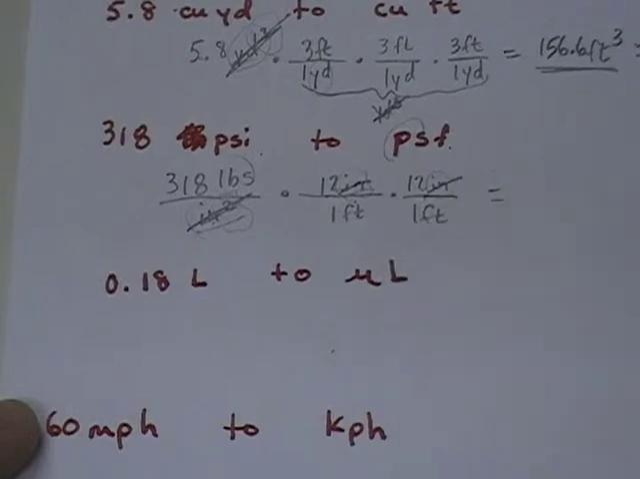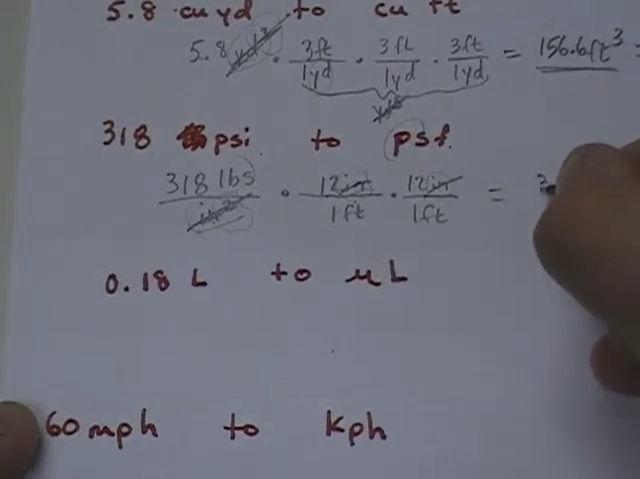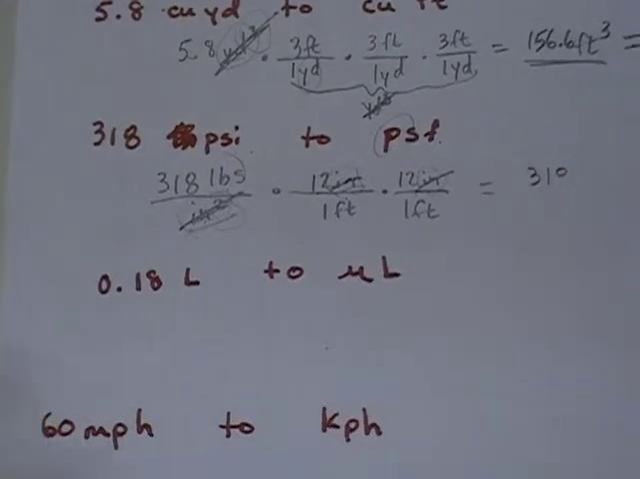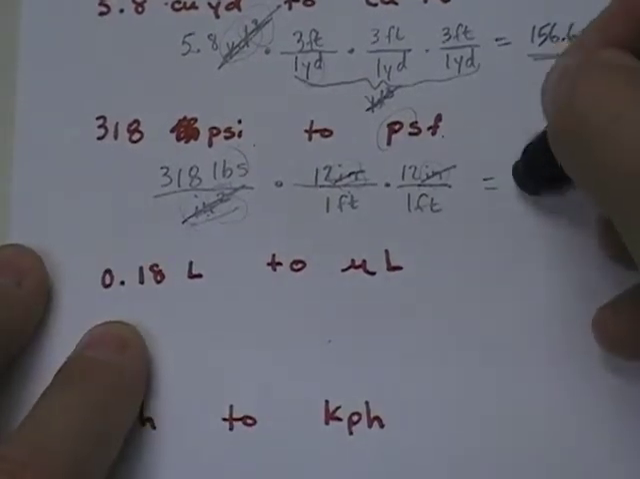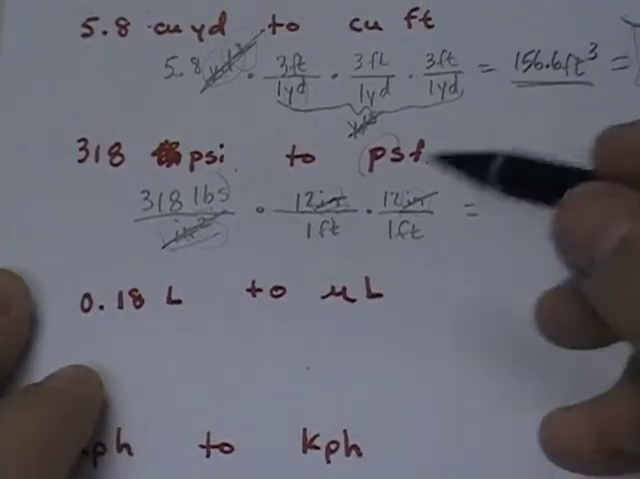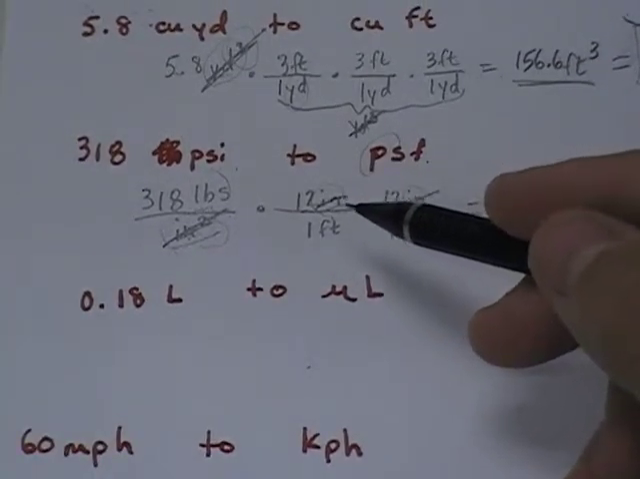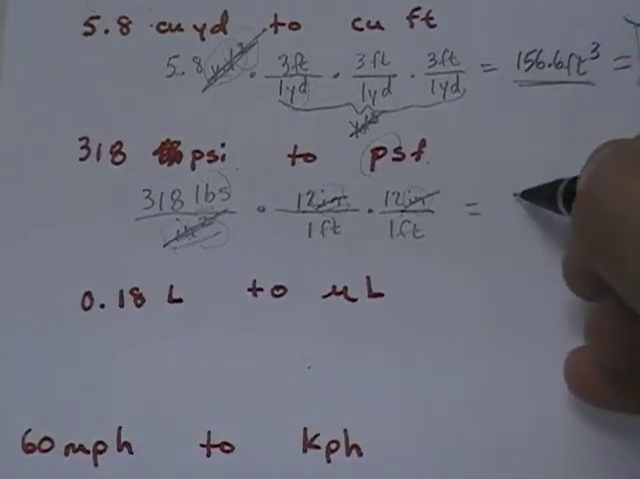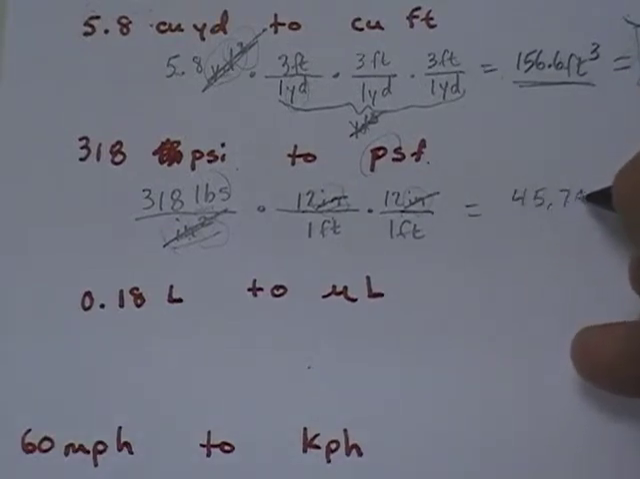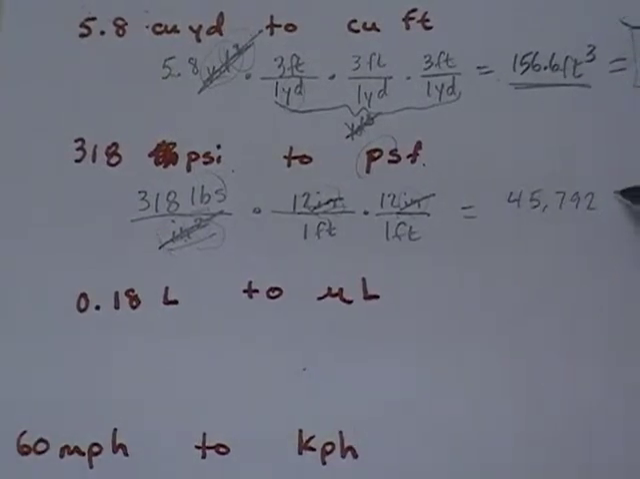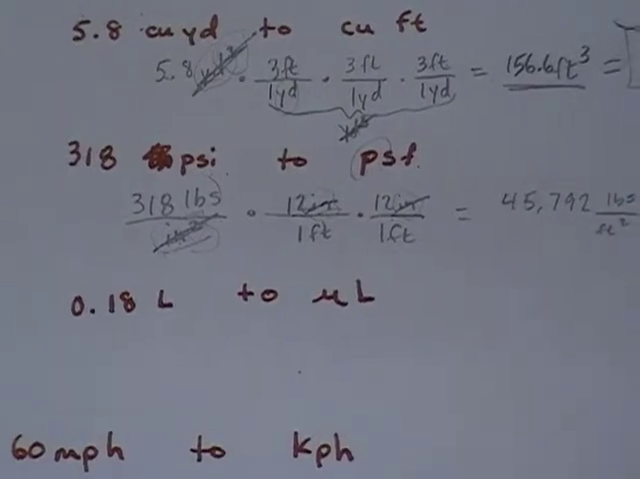I have feet times feet. Well, feet times feet is feet squared. So I have 318 times 12 times 12. Let me find my eraser. I'm writing before I think here. So 318 times 12, which gives me 45,792 pounds per foot squared.